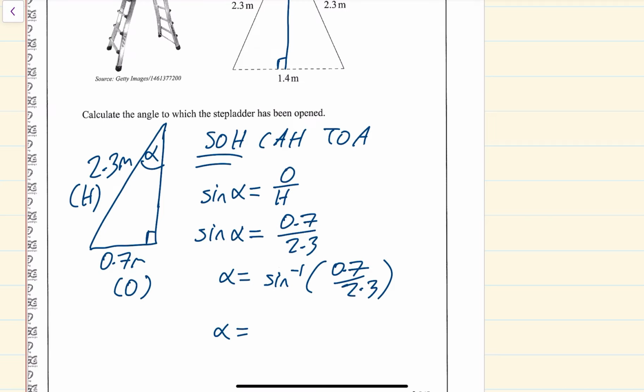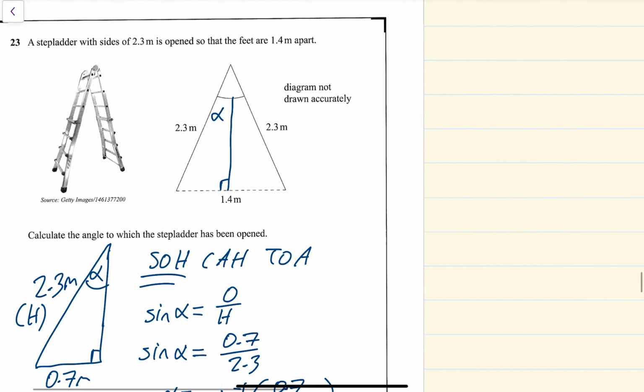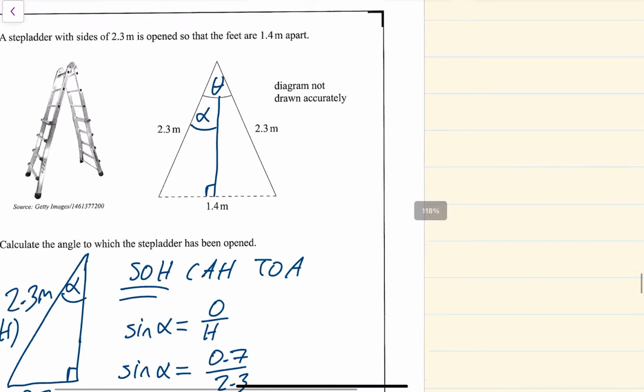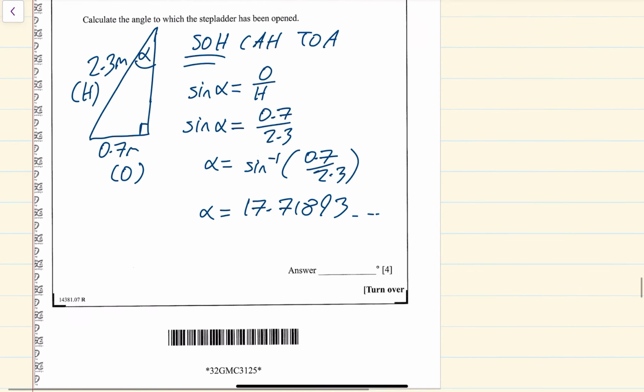So it is equal to 0.7 divided by 2.3. And I'll use a whole pile of decimal places. I would go to at least 5 here. Okay, that's what we have. So that was what alpha is, and we want to find what theta is. You can see theta is just two lots of them. It's been divided in 2. So we'll just say theta then is equal to 2 times the 17.71893. So I've just got that on my calculator screen. I'm just multiplying by 2.